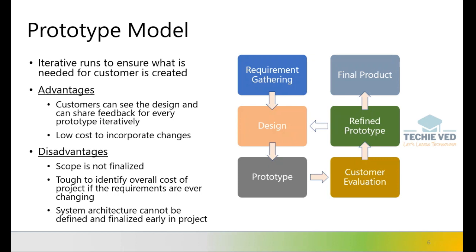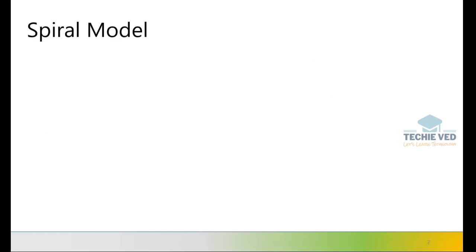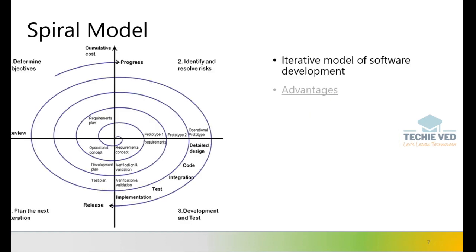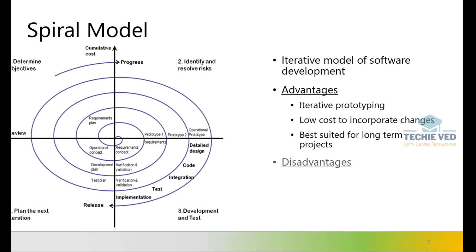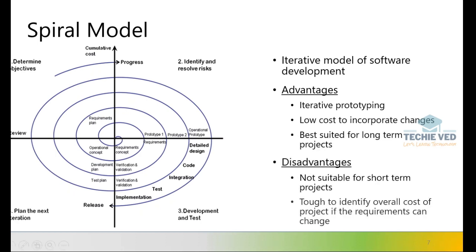Let's quickly look at the next model, the spiral model. So the spiral model, as the name suggests, is basically a process that runs in a spiral way, like a circular way. Here the requirements concepts come into the picture, the verification and validation concepts come into the picture, and this is also a prototyping model again.